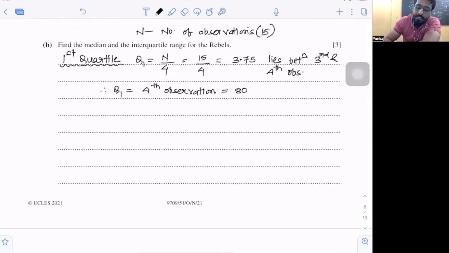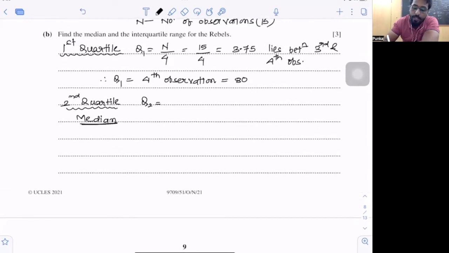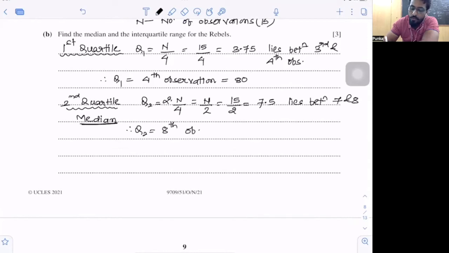Now let's get the second quartile. As I said, the second quartile is actually your median, right? I want to get my second quartile, which is the median. So Q2 is going to be 2 times n over 4. So that's simply n over 2. That's 15 upon 2, which gives me 7.5. And it lies between 7 and 8. So therefore, I can say Q2 is going to be the 8th observation, right?